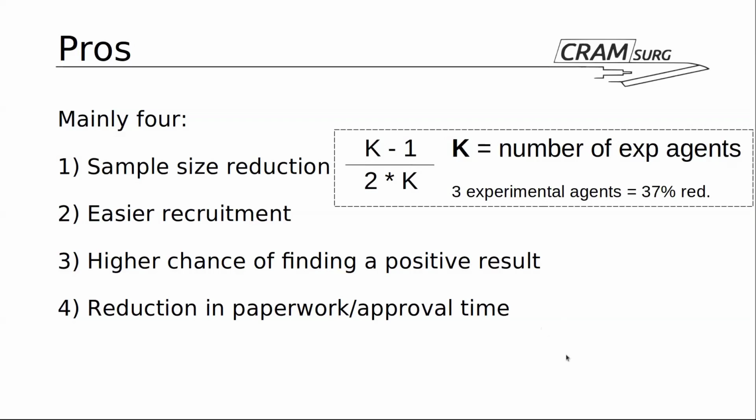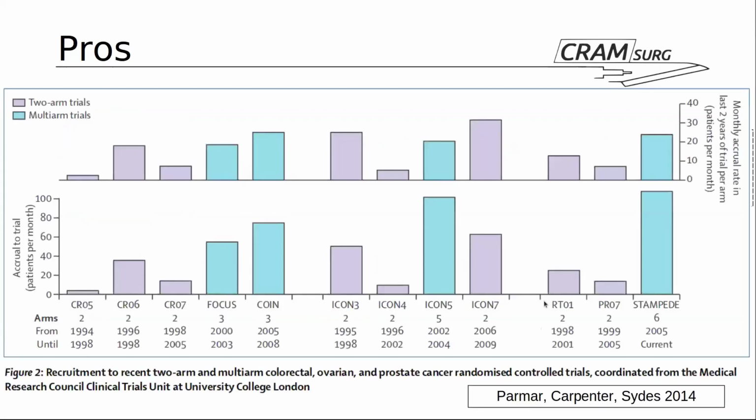Now, let's have a better look at the higher chance of finding a positive result, and also at how fast the recruitment is. This is a chart that comes from an editorial that was published in The Lancet concomitantly with the Stampede trial, actually. And it illustrates very well how much easier it is to recruit patients into multi-arm trials.